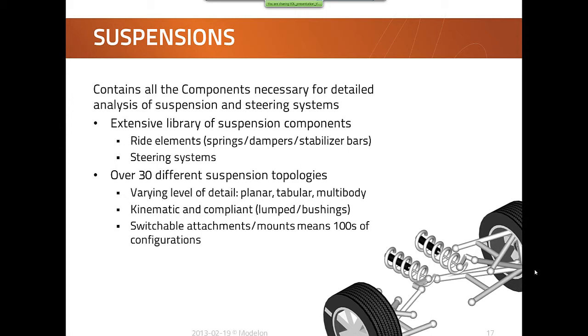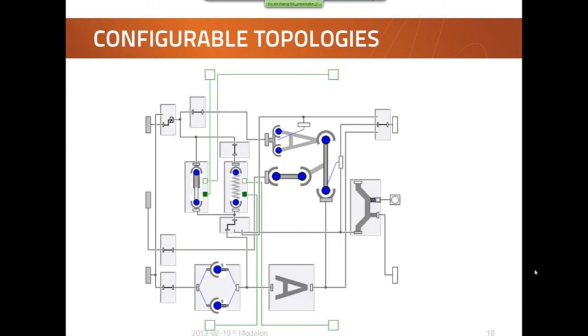You can also change the type of attachment points to have either kinematic or compliant attachments, and the compliance can be modeled as either lumped or bushings. Also in version 1.6, we added something called switchable attachments and mounts, which basically means of the 30 different suspension topologies, you really have hundreds of configurations. So what I mean by switchable attachments and mounts is it allows for configurable topologies.